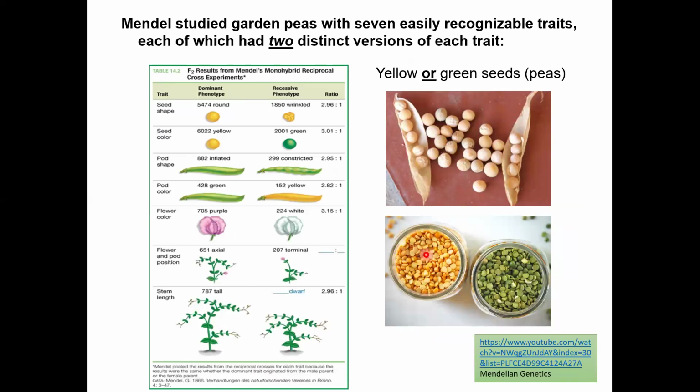So Mendel specifically focused on 7 easily recognizable traits, which had 2 versions of each trait, including seed shape, seed color, pod shape, pod color, the flower and pod positions like these, or the stem length, depending on how long or short it was. And the different colors, just keep in mind as we go through this lecture.